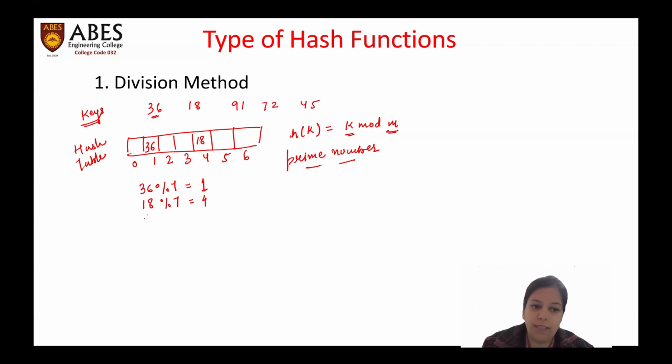Now coming on to 91, we are again going to modulo it by 7, and we are going to get 0. So this 91 will be stored at index 0. And similarly, 72 will be stored at index 2, and 45 will be stored at index 3.